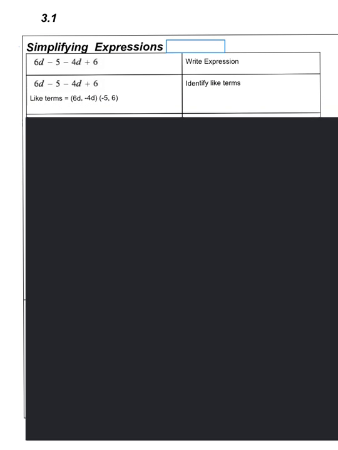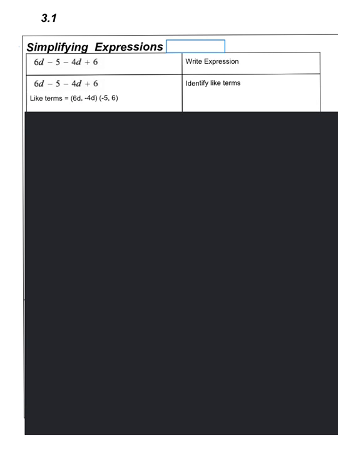Next, I am going to identify the like terms. If we look here, I have two sets of like terms. We can see right here that 6d and minus 4d both have the same variable raised to the same power, so they're like terms. We can also see that minus 5 and plus 6 are both numbers without variables, so they are also like terms.